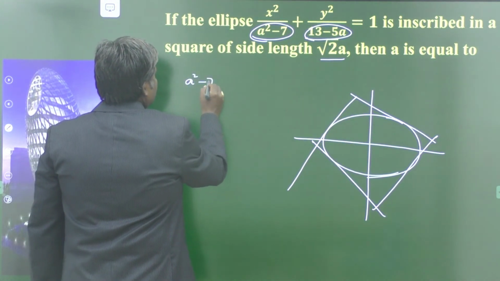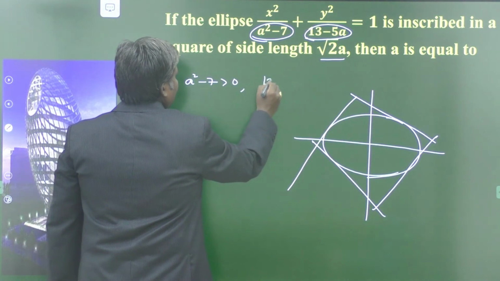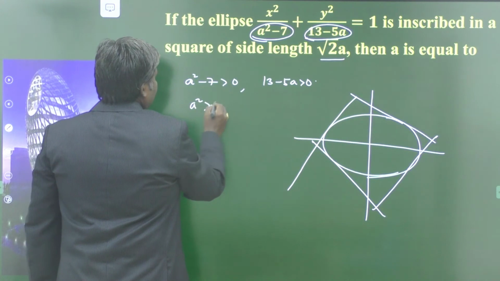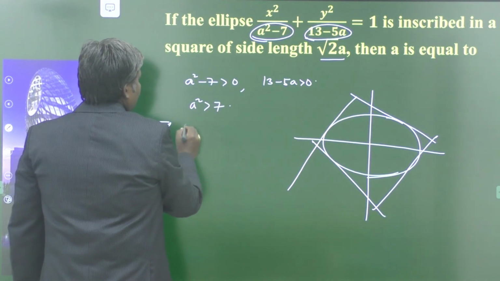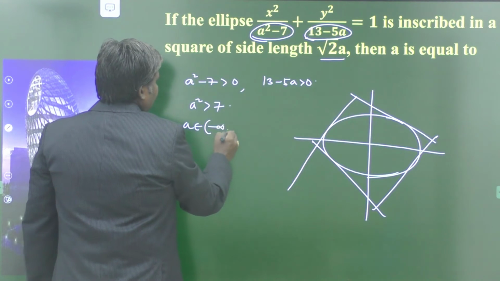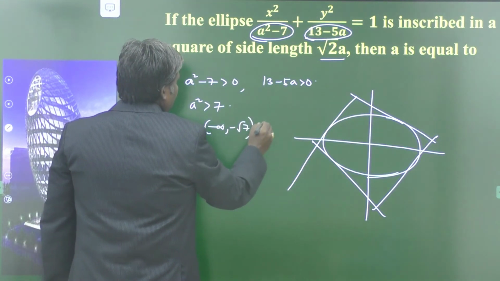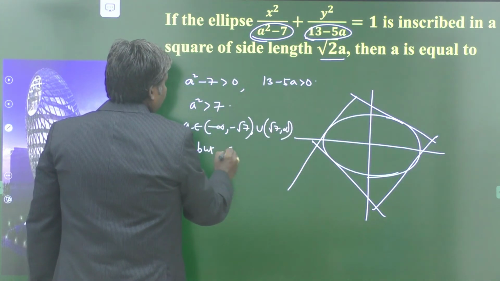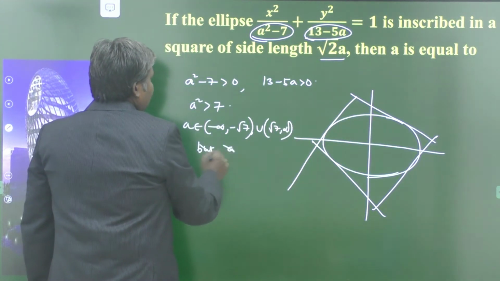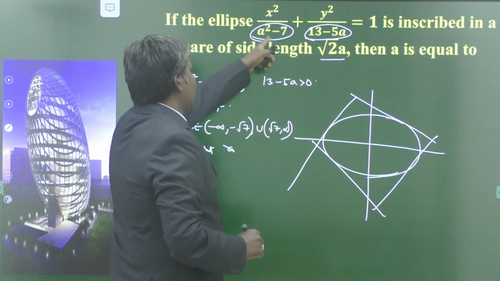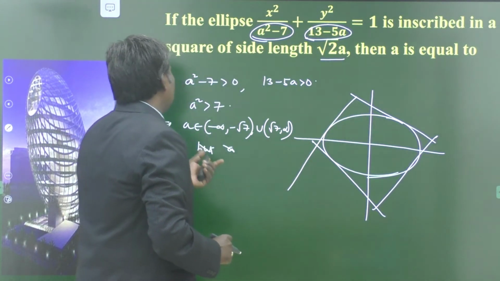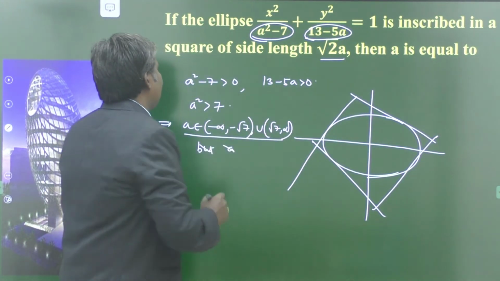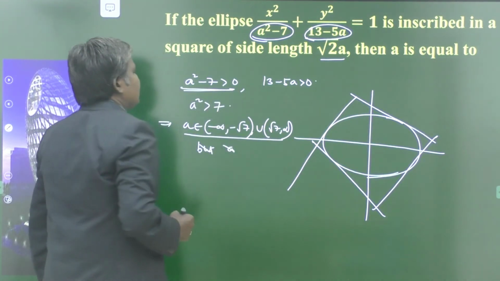So a square minus 7 should be greater than 0 and 13 minus 5a is also greater than 0. A square is greater than 7, so a belongs to what? Minus infinity to minus root 7 union root 7 to infinity. No need to write positive because this is not a square. Whatever it may be, the range of a is minus infinity to minus root 7 and root 7 to infinity, by taking a square minus 7 as positive itself.